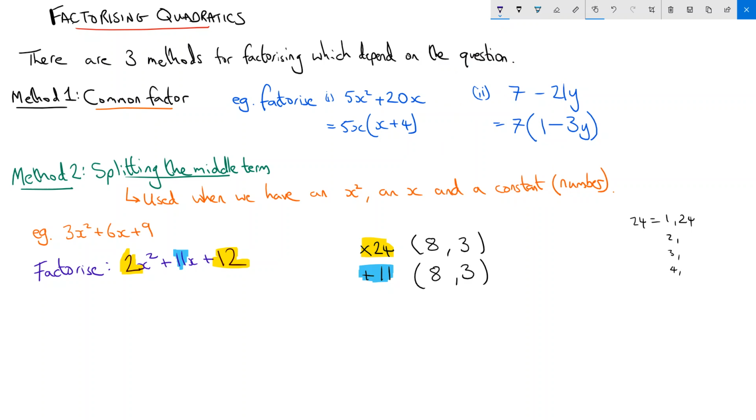What we're going to do is take these two numbers and put them into our equation, instead of the 11, because what is 8 plus 3? Right, 8 plus 3 is 11. So instead of writing 11x, I'm going to write 8x plus 3x. Okay?